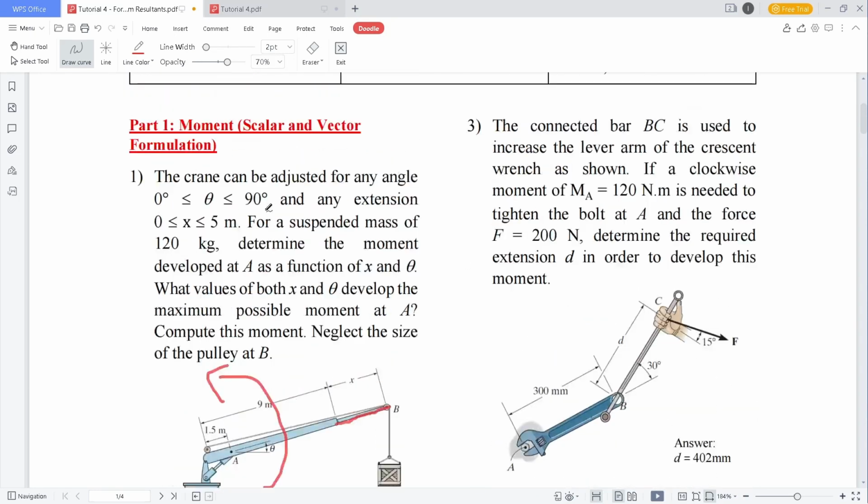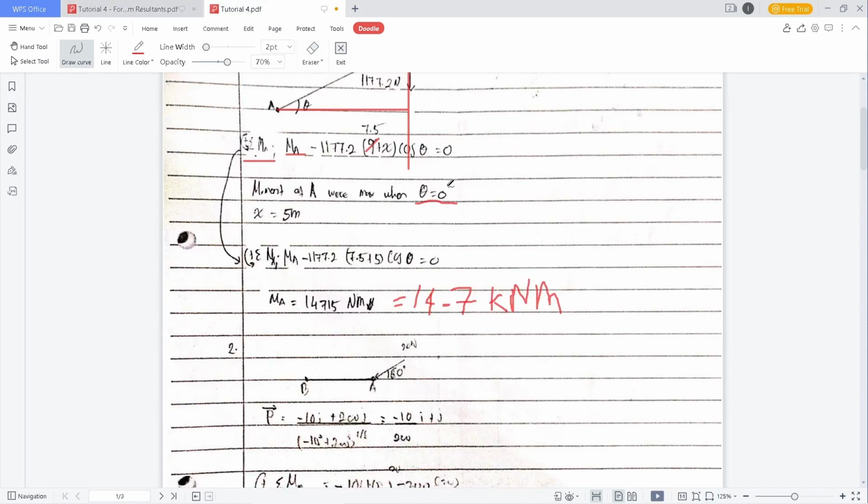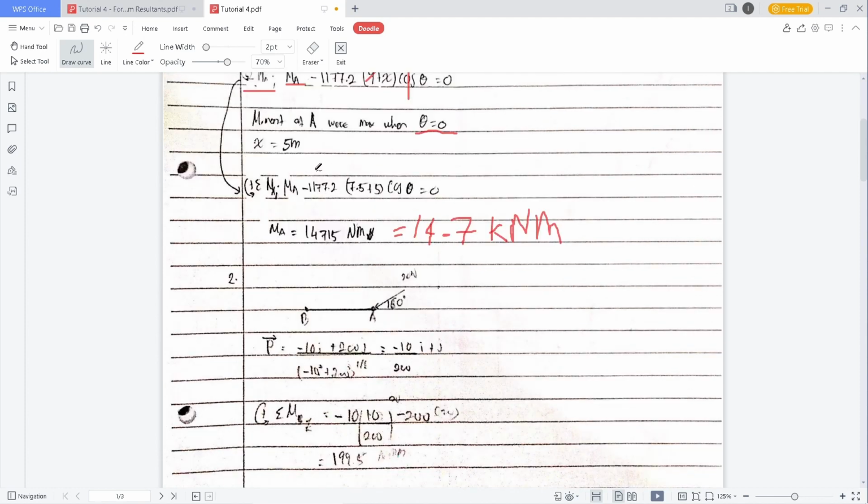In this question, we mentioned that this member can extend up to 5 meters maximum. So we need to include the maximum possible length, which is 5 meters. We calculate, do some math, and we'll get 14715 newton meter, or equal to 14.7 kilonewton meter.